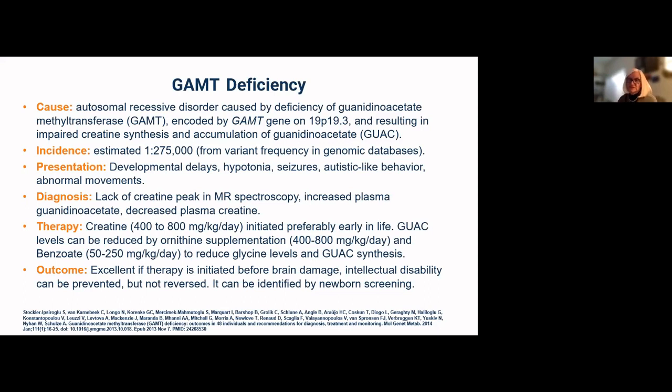So there is a therapy for GAMT deficiency. The therapy leads to a very good outcome if initiated before any irreversible consequences have already occurred. The therapy consists in administration of creatine, and also one of the goals of the therapy is to reduce the concentration of guanidinoacetate, which is neurotoxic. The guanidinoacetate levels can be reduced by ornithine supplementation and benzoate supplementation. Next.